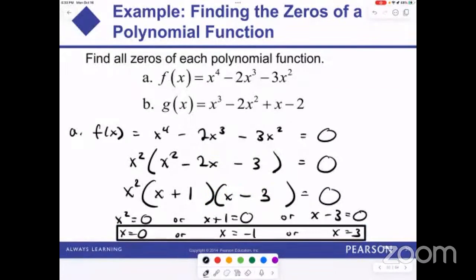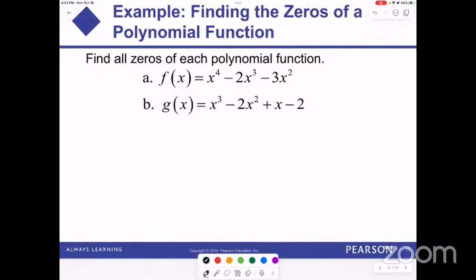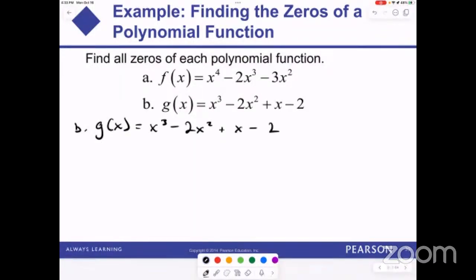So then when we plug any of these into the original, they should all make the original 0. Then for part B, we're working with g of x equal to x cubed minus 2x squared plus x minus 2. We're going to set this equal to 0 and solve.